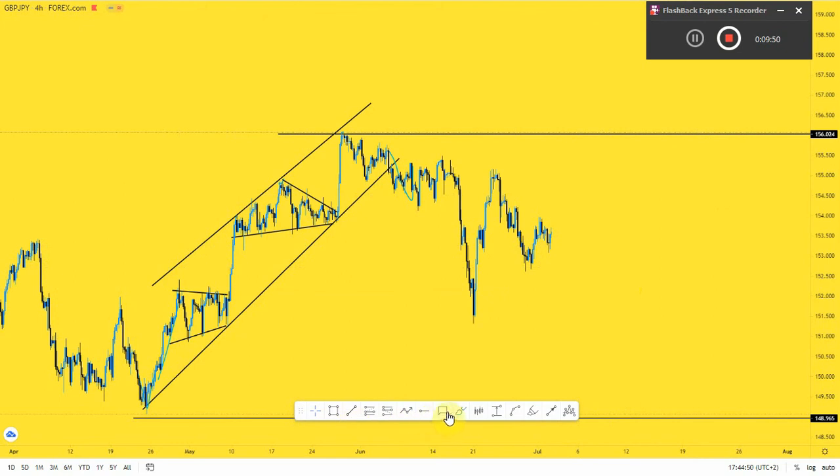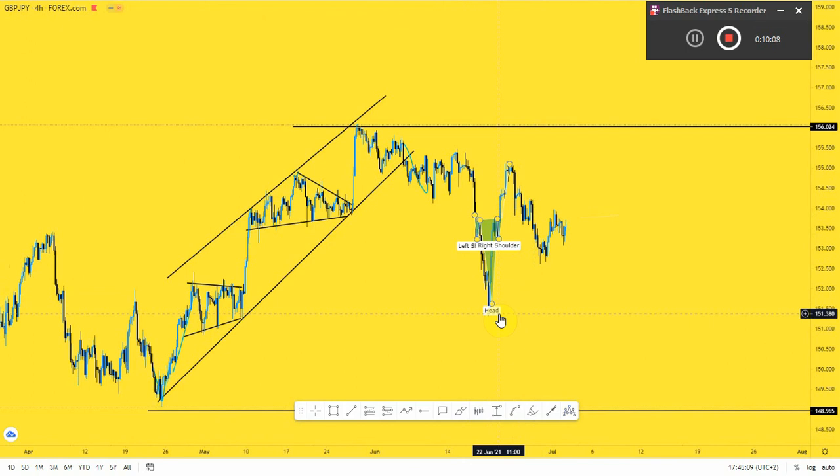So we have a head and shoulder pattern here. What does the head and shoulder pattern tell us? It tells us that we've reached the end of a push, whether it's a bullish push or a bearish push. We basically reached the end and now we are reversing. So this head and shoulder presented itself here on the 4-hour chart and then kind of completed.